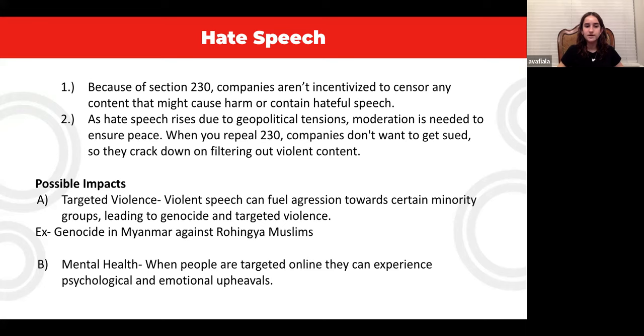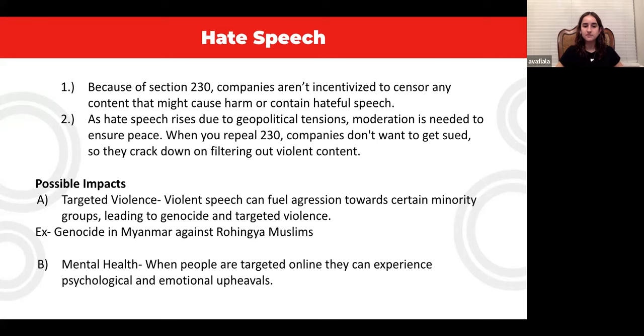It's very prevalent. So the possible impacts of this are, A, targeted violence. Violent and hate speech fuel aggression, especially towards certain minority groups, leading to genocide and targeted violence. One example was the genocide in Myanmar against a certain group of Muslims. There have been many more examples throughout history. But the entire idea is that when you repeal Section 230, this is not going to happen as often, because we're going to have these companies cracking down and trying to limit this.